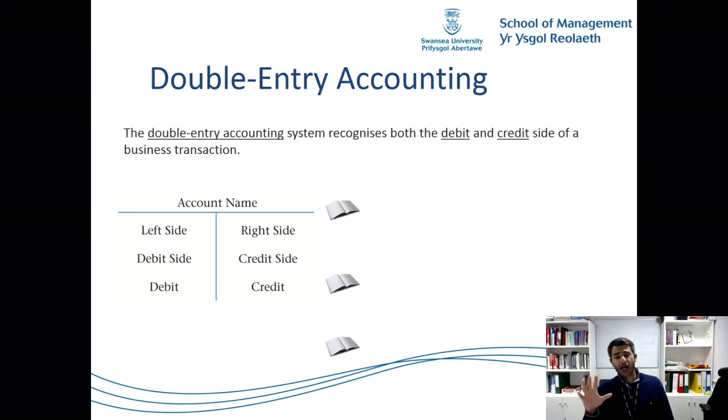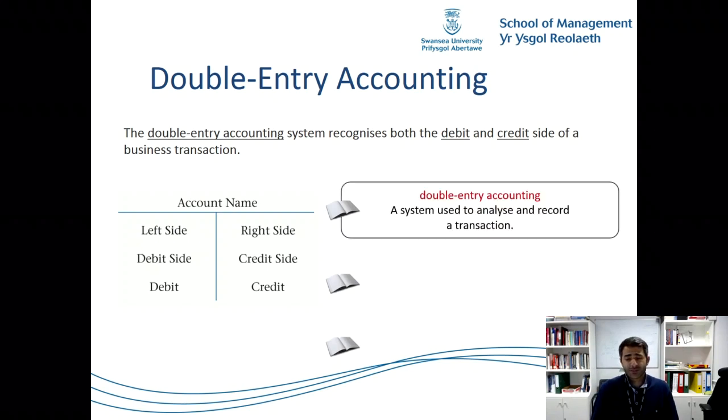The double entry accounting system, as I mentioned, has two sides. We have debit and we have credit. Remember, the left side is always the debit side, and the right side is always the credit side. But there is something you need to understand. Debit doesn't mean debt or minus, and credit doesn't mean gain or plus. Remember, these are only terms you need to use.